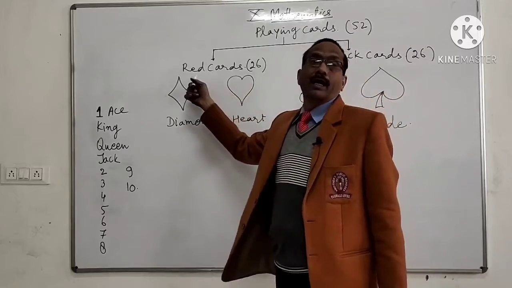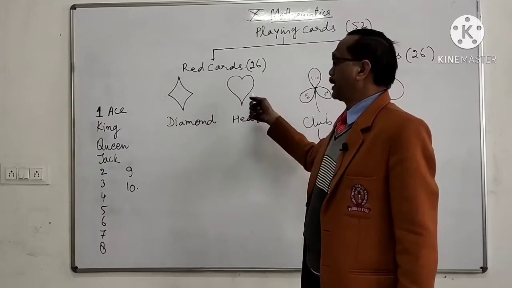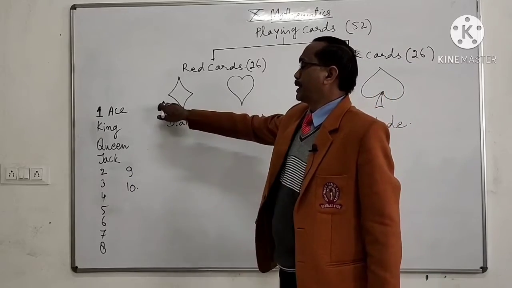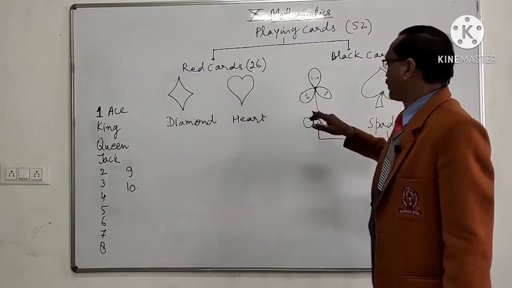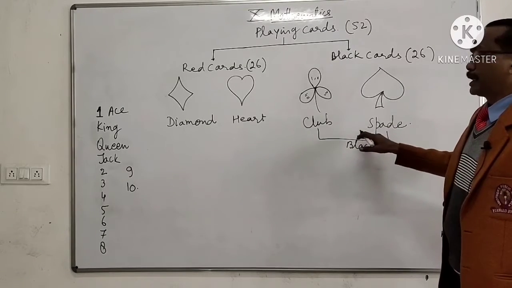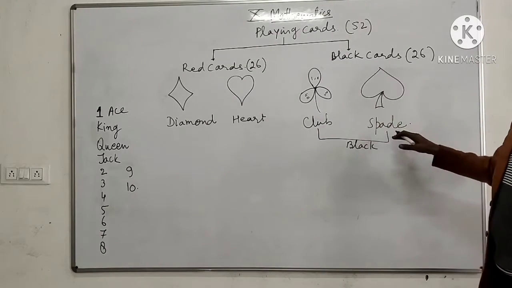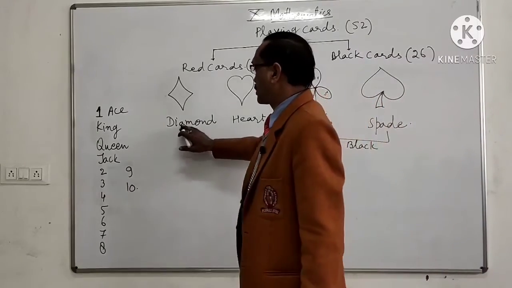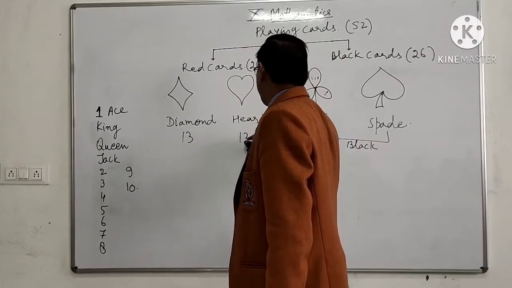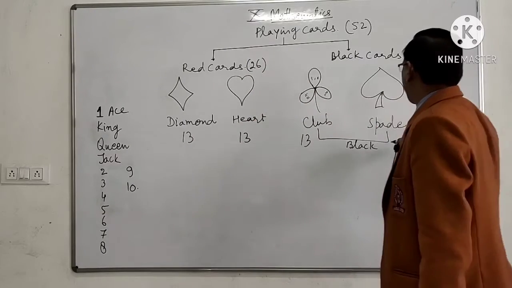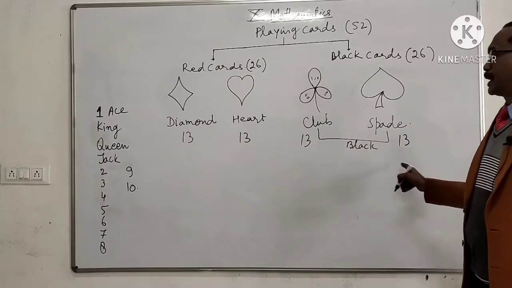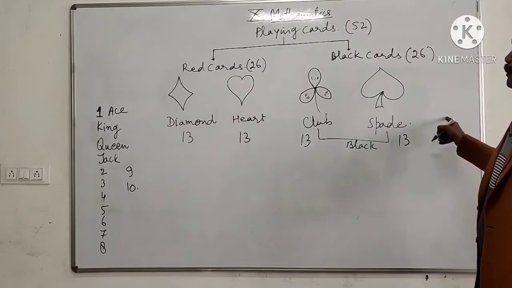Then these red cards are divided into two categories. They are diamond and heart. The diamond figure is like that, the heart is like that. Then the club and spade. There are 13 cards of each variety: 13 diamonds, 13 hearts, 13 clubs and 13 spades. The total number of cards is 52.